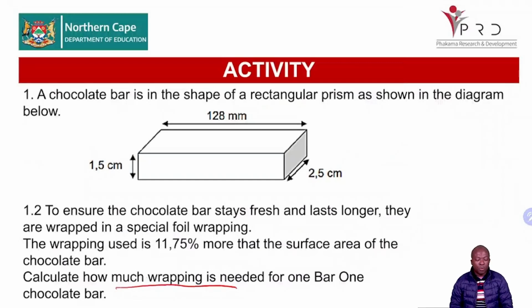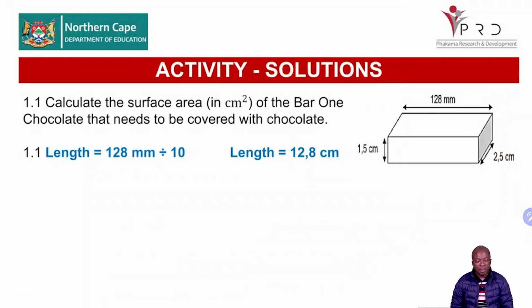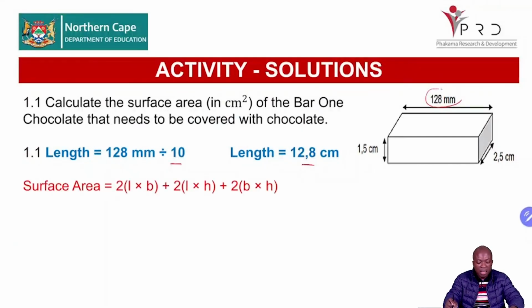Welcome, learners. So let's look at our first question. The length is what? 128 millimeters. So we have to convert to centimeters. We are changing from millimeters to centimeters, from small to big, so we divide by 10. We're going to get 12.8 centimeters.